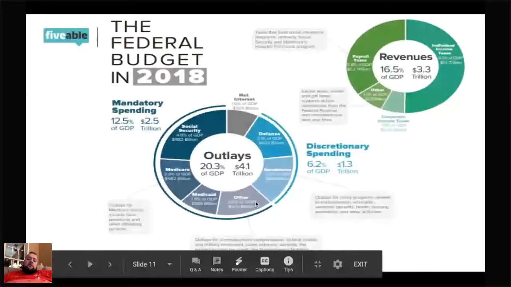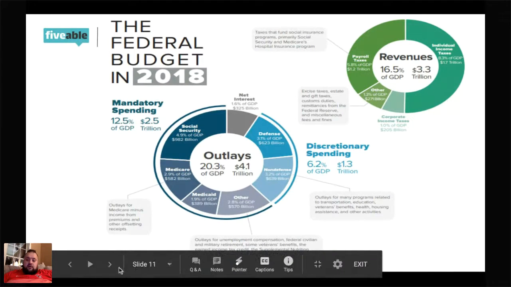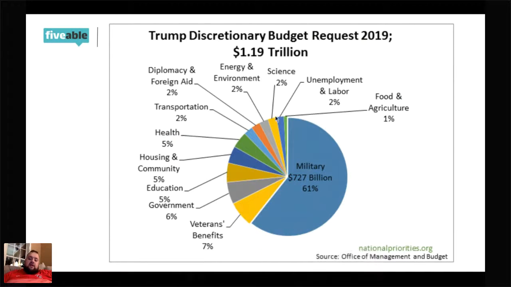So of the discretionary spending, over 51% goes to defense. We spend more on defense than any other country in the world, and we outspend them by huge amounts. Now, what's the other discretionary spending? Well, I'm going to flip forward here. This is the other discretionary spending in the 2019 budget for President Trump. So, like I said, 61% of it went to military. Then we start to break it down into the other things.